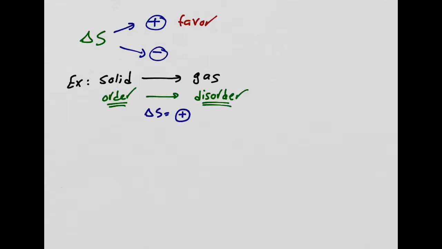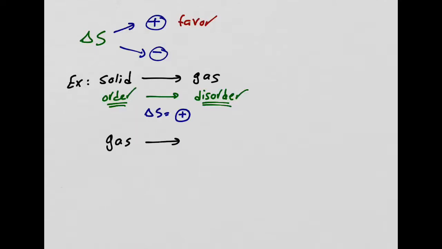So when you go to something that is more disordered, your delta S is positive. Now, that's interesting. That means being messy, being disordered is favored. Nature wants to be messy, right? It's easier to be messy than to be ordered. So nature is just like us.